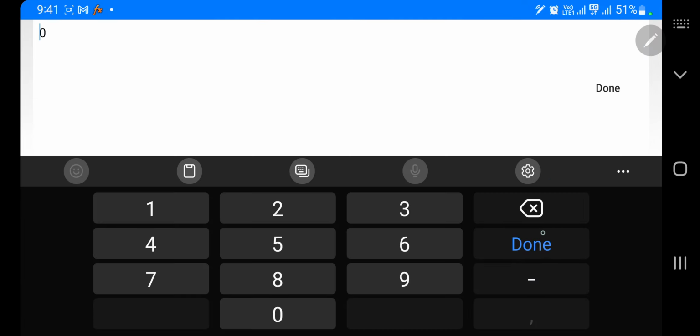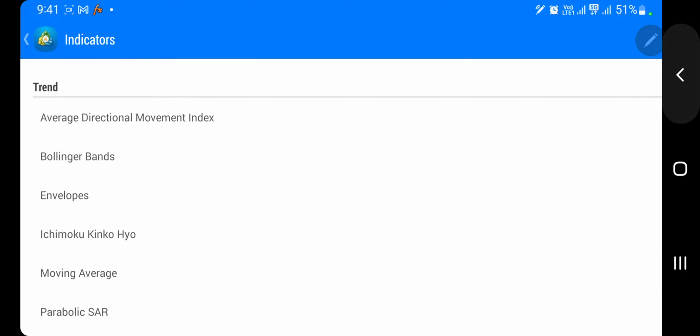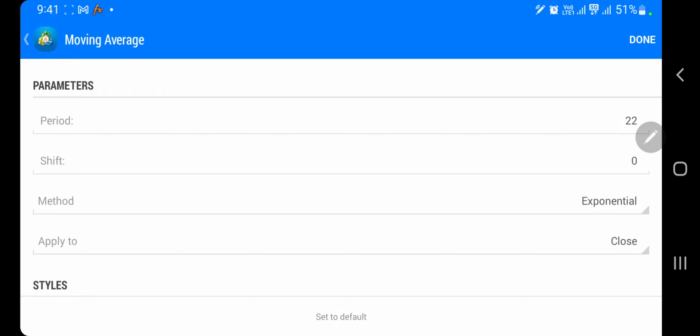Okay guys, sorry, so this is your first indicator. What happened here? The first indicator is the moving average, and it is done. Come on, something's wrong with this.